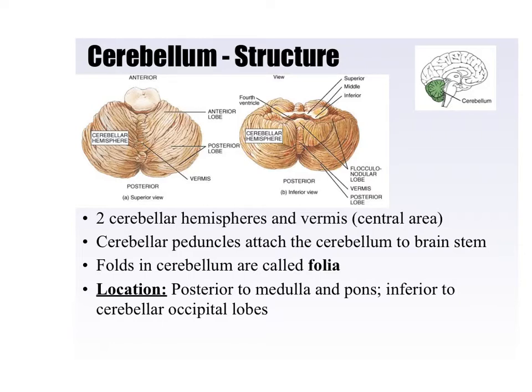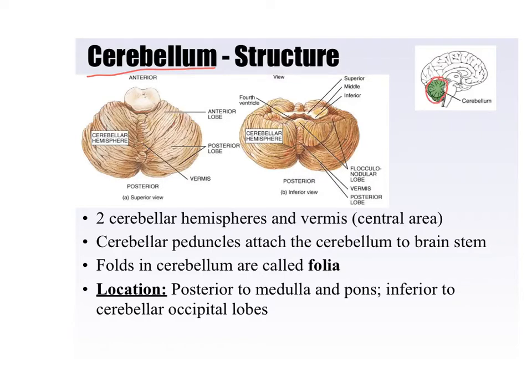Also, the main thing you're going to need to know is be able to identify them by sight, from a diagram or a picture, or even from an actual brain in dissection, and know their general functions. So first we're going to do the cerebellum, which is right here in green.